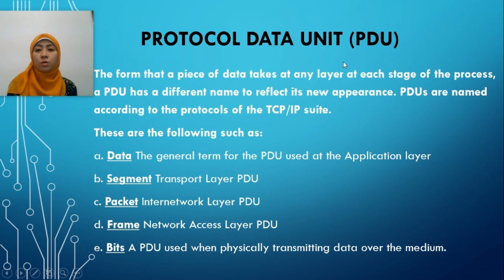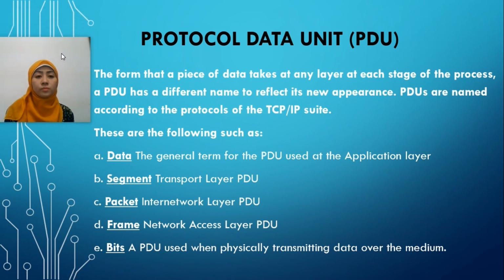So, protocol data unit or PDU. The form that a piece of data takes at any layer. At each stage of the process, a PDU has a different name to reflect its new appearance. PDUs are named according to the protocols of the TCP/IP suite. So these are the following: data, the general term for the PDU used at the application layer. We have also segment, the transport layer PDU; packet, the internetwork layer PDU; frame, the network access layer PDU; and lastly, we have bits, a PDU used when physically transmitting data over the medium.